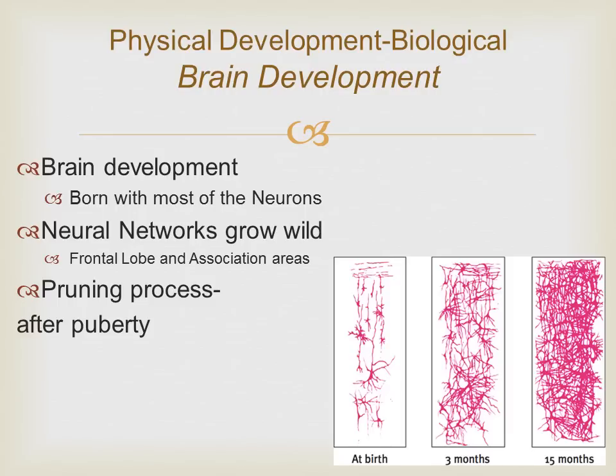The other part of the brain that's really beginning to grow at this point in time, again, the whole brain is beginning to mature, but the 2 big areas are the frontal lobe, which we talked about in class, critical thinking, and the association areas, so the higher level thinking in each of those lobes: your math skills, your reasoning skills, your logic.